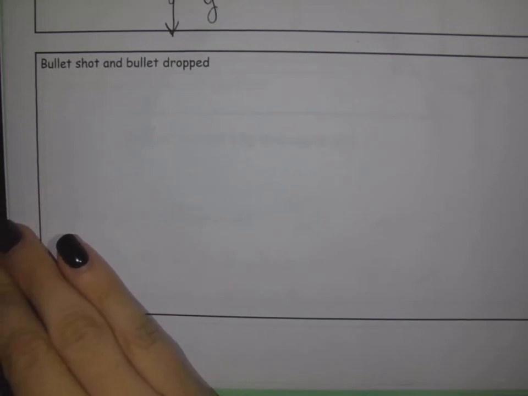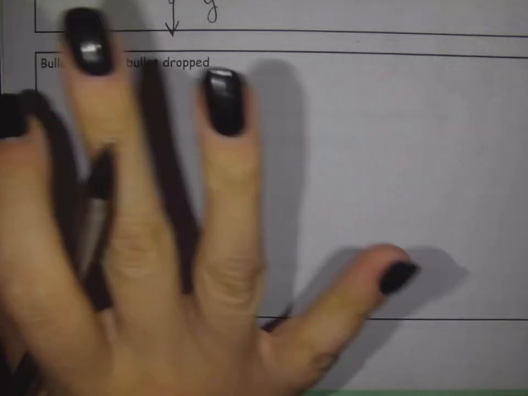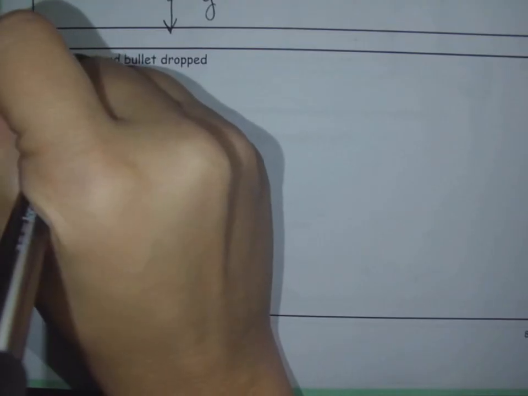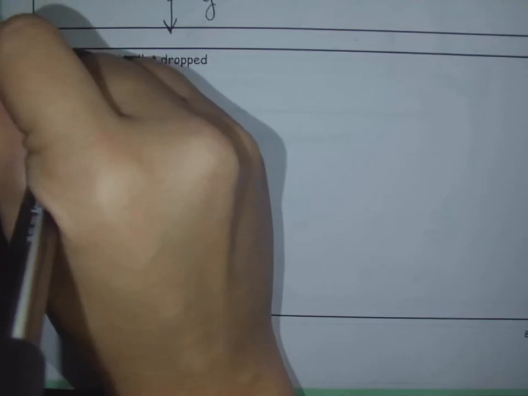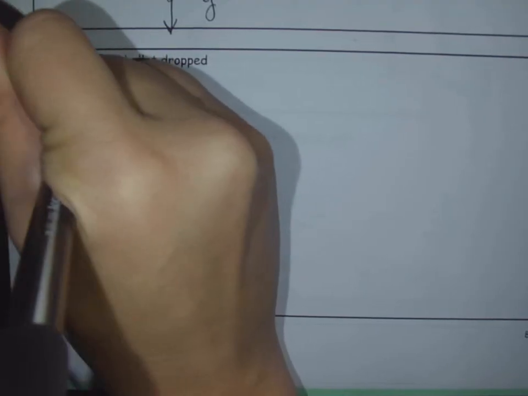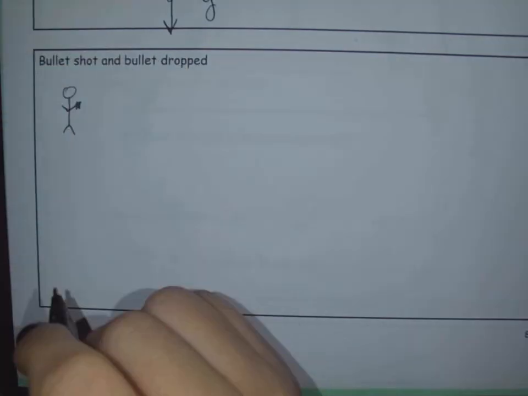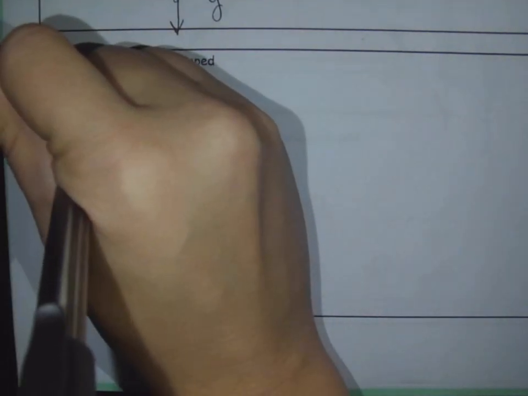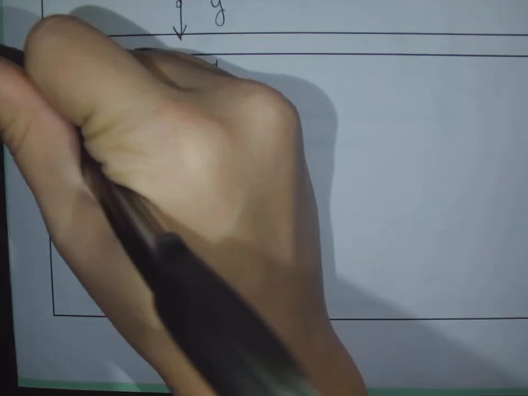A bullet shot and a bullet dropped. Okay, so I know this is a little confusing, but here's the idea. I got to draw two separate pictures to explain this. So, the first picture I'm going to draw is someone facing away from us, okay? And they have a gun and they're facing away from us, and then they have in their other hand, or a person next to them, however you want to say, they're holding a bullet, okay?